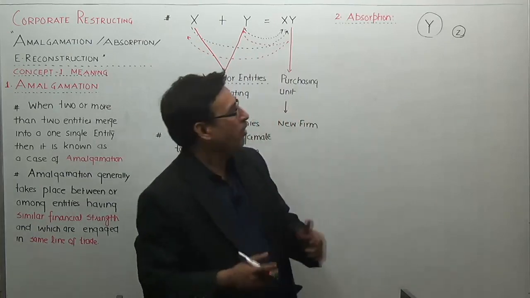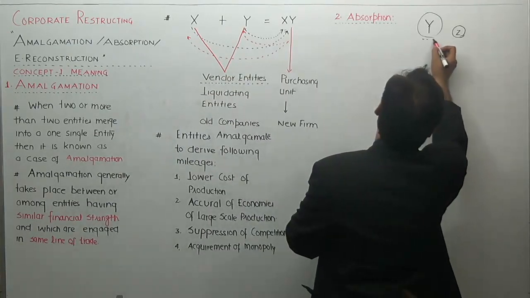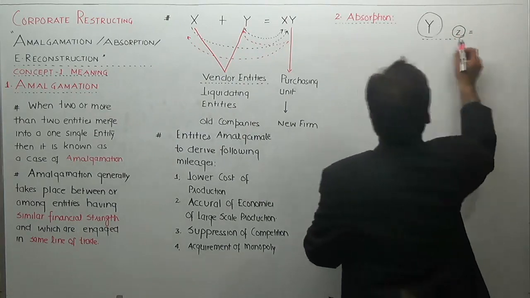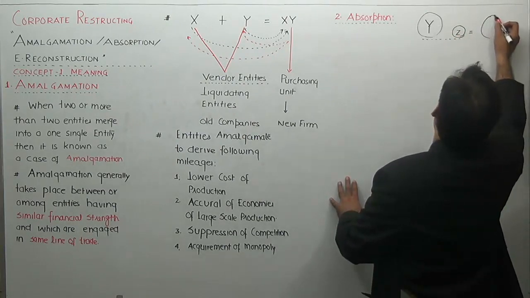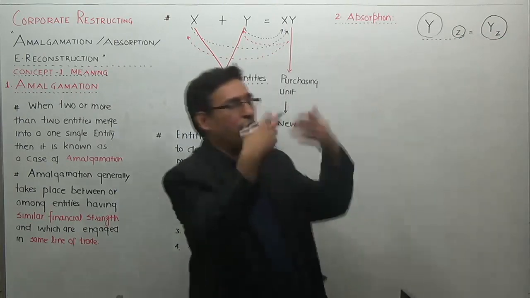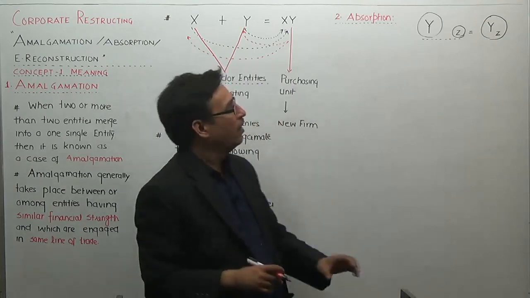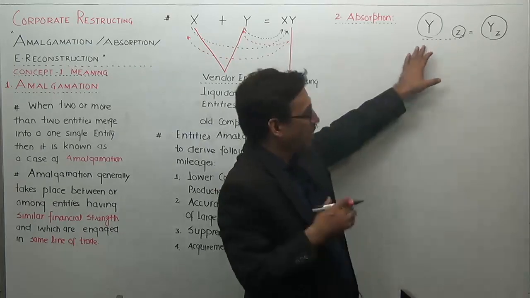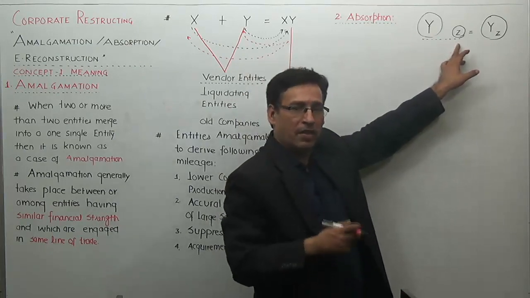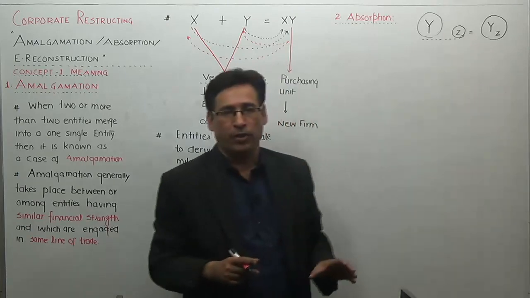So the best course of action now available for Z limited is to make an arrangement with Y limited. Z Limited is telling Y Limited, you absorb us. It means take us in your fold. Z Limited is simply telling Y Limited, please take us in your fold. In simple words, when a big existing company whose financial strength and stature is very high takes over another existing company whose financial strength is quite weak, then it becomes a case of absorption. Is it clear to you?